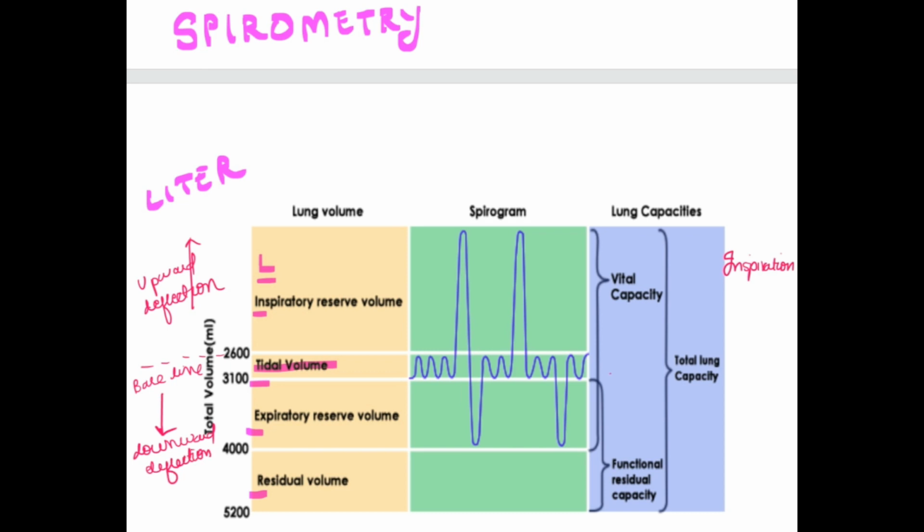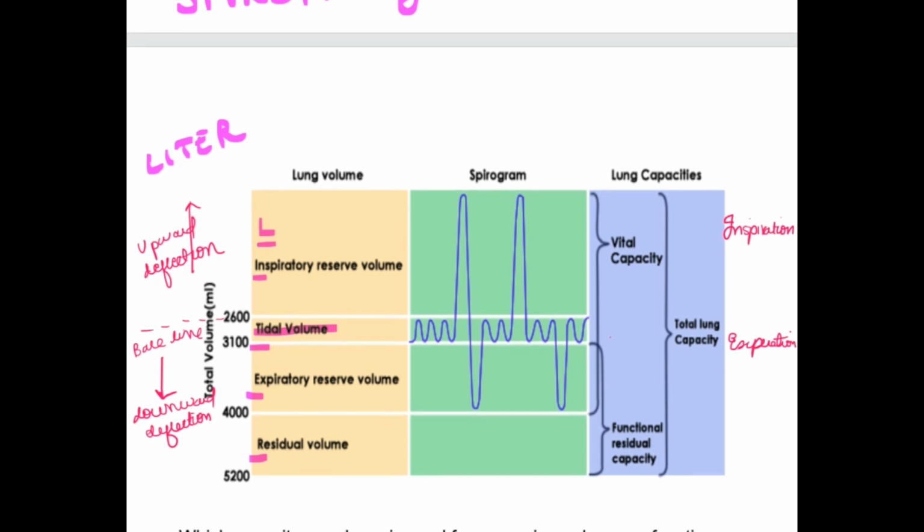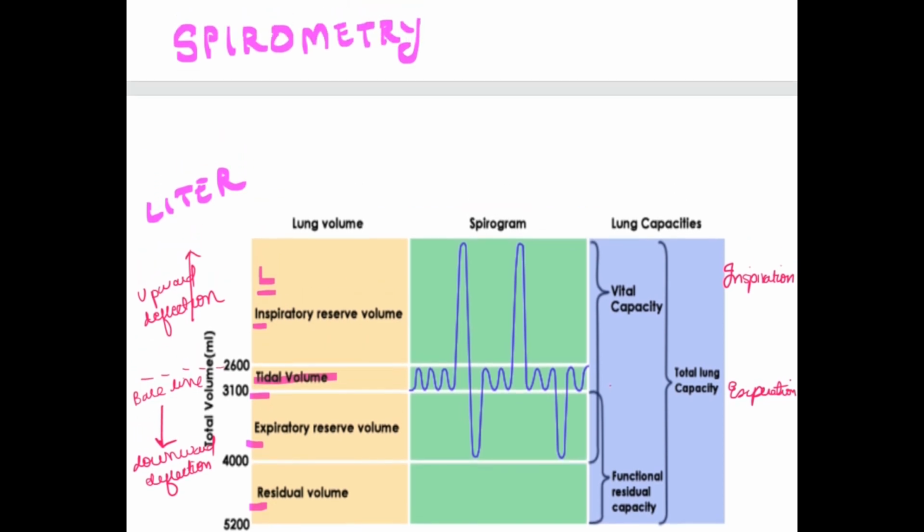What are the other capacities that involve residual volume? First, FRC. Next, total lung capacity. So RV, FRC, TLC, all these cannot be measured with the help of a spirometer. So this is all about lung capacities and volumes.